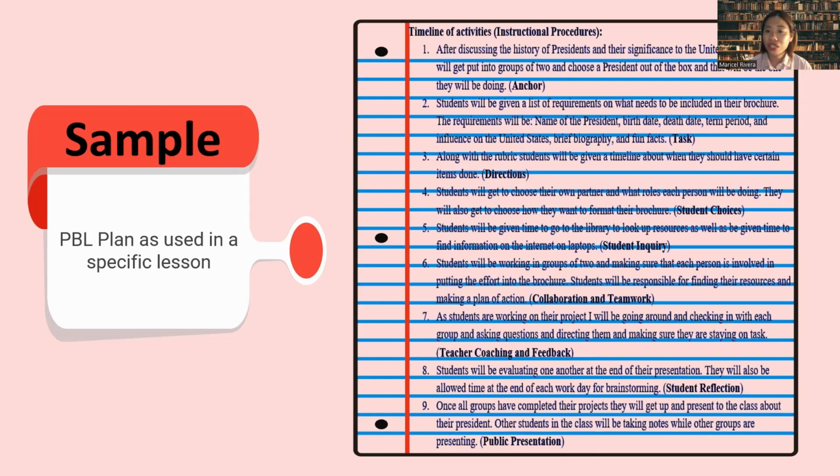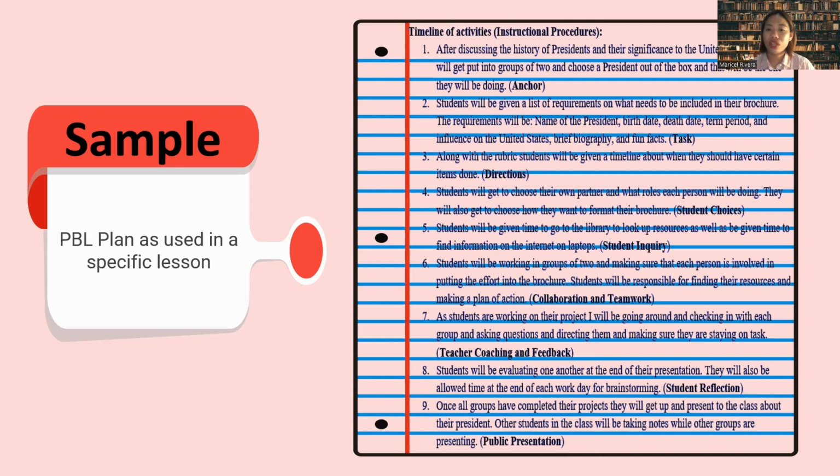As students are working on their project, you or I will be going around. So this is now the teacher. You will be going around and checking in with each group, asking questions and directing them, and making sure they are staying on task and doing the right thing. So this is now teacher coaching and feedback. This is very important because at least students would know that they are not lost. They are on the right track, the right path, the right direction.